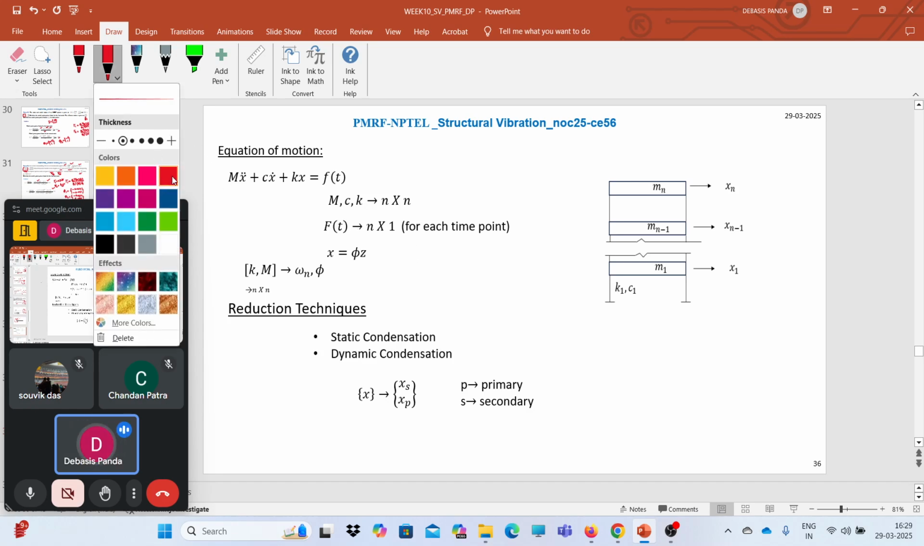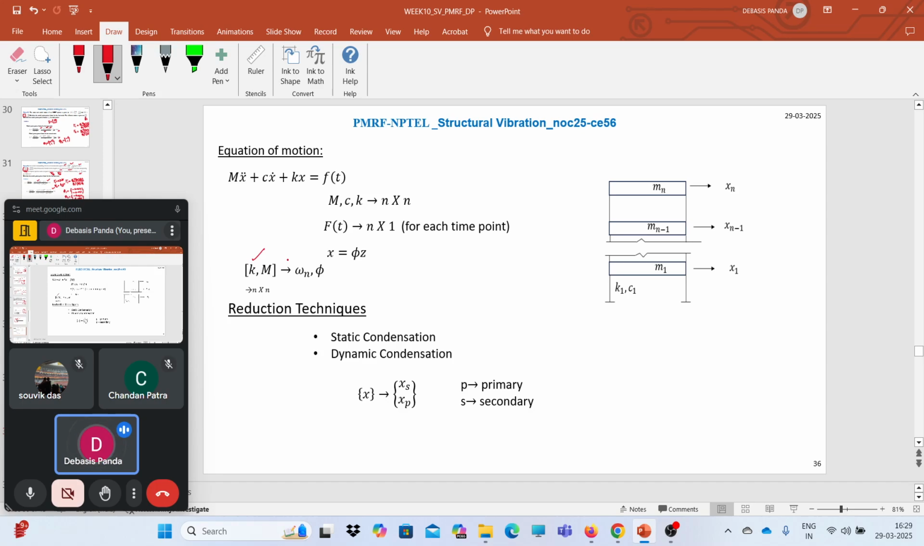Now what we generally do is reduce the size of the system matrices, so that the final response or the final answer will not deviate much from our actual results. So how can we reduce these matrices without hampering the final results much? There are two methods: one is called the static condensation method, and the other is called the dynamic condensation method.